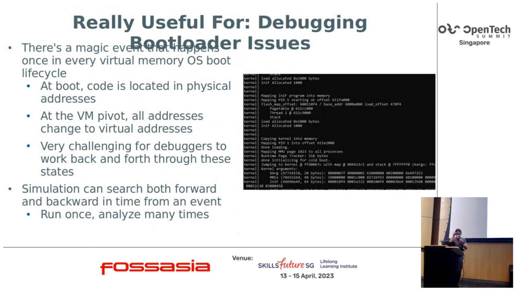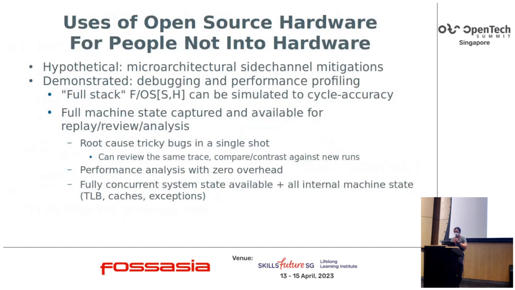So let's see. I'm almost done and almost on time. This particular technique is really useful for debugging things like bootloader issues. Like I said, there's a magic event where you pivot from machine mode to virtual mode. This is super handy because the simulator itself doesn't care whether you're in machine mode or virtual mode. There's no controversy over where you're putting your performance counters or how they're mapped. You can just walk right through that transition back and forth, scroll through time and figure out what's going on. And like I said earlier, you can go back in time, which is very helpful for certain really tricky bugs.